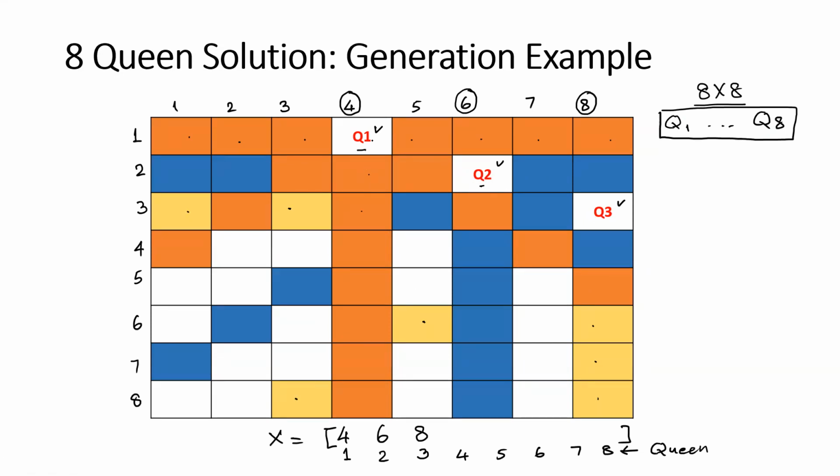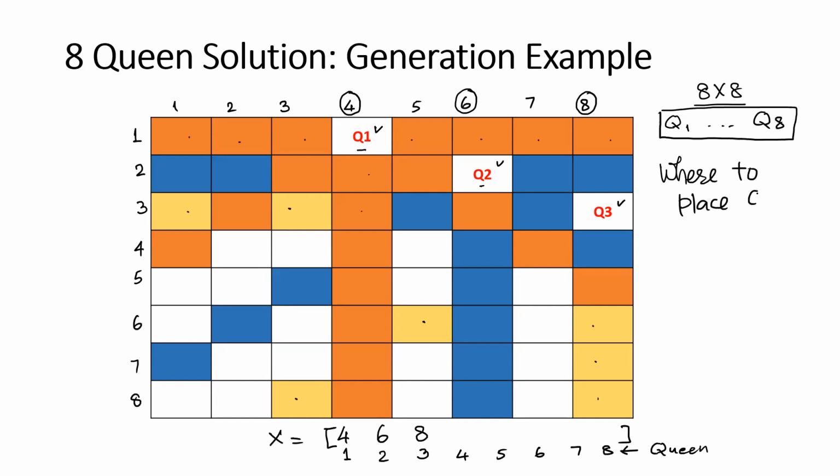So the idea is very simple. When we place Q1, we will discard some of the cells of the row, the column and the diagonal. When we place Q2, some of the cells of row, column, diagonal, and so on. Now the question is where to place Q4.